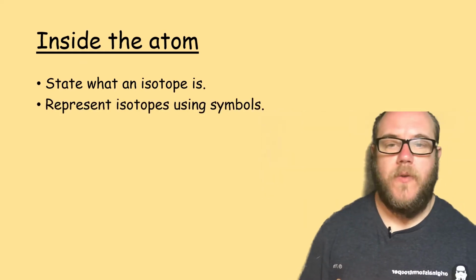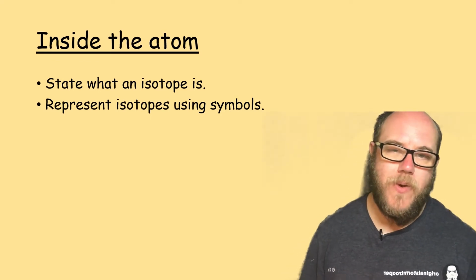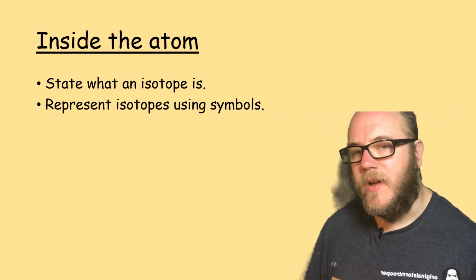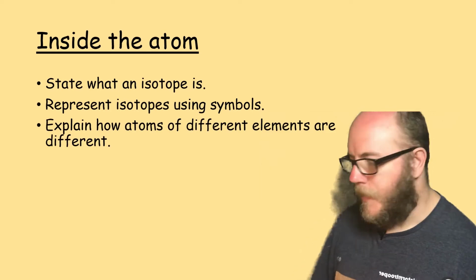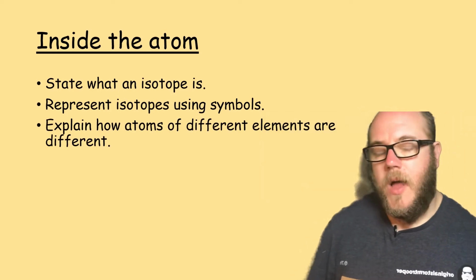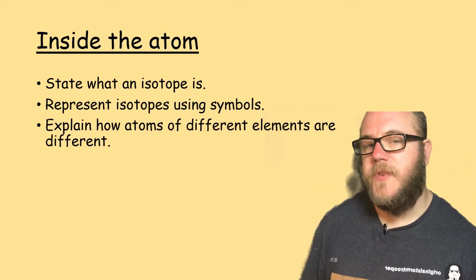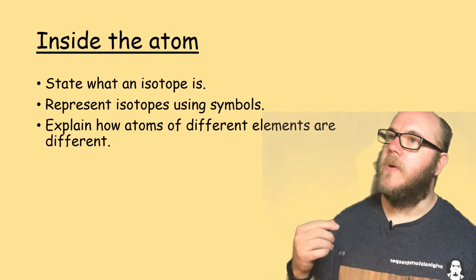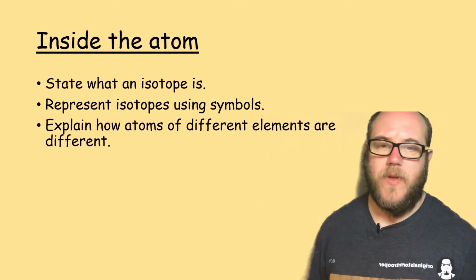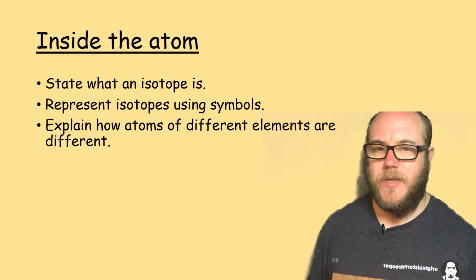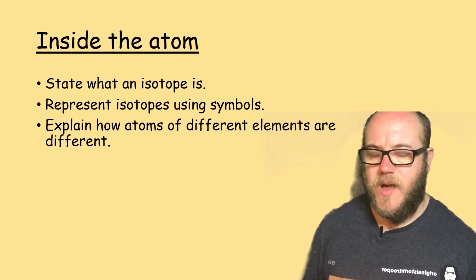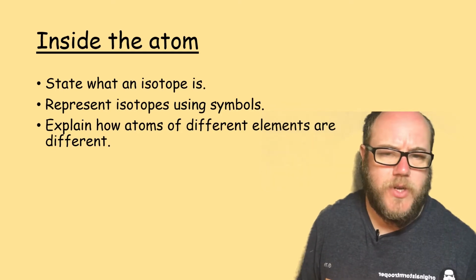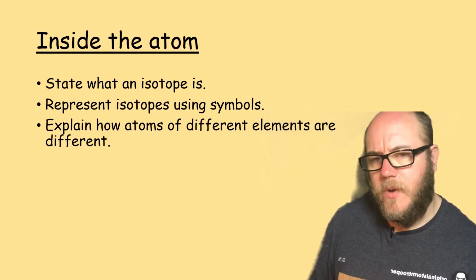We're also going to be able to represent them using symbols, but you need to know what they are first, so we'll get on with that in a minute. We need to explain how atoms of different elements are different. If we look at a periodic table and we look at all of the elements on there, what makes oxygen oxygen? Why isn't carbon the same as oxygen? Why are they different? And we'll look at that.